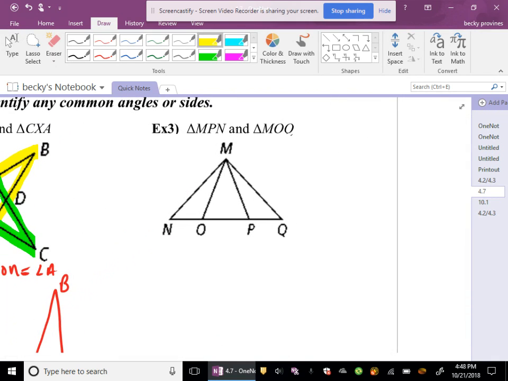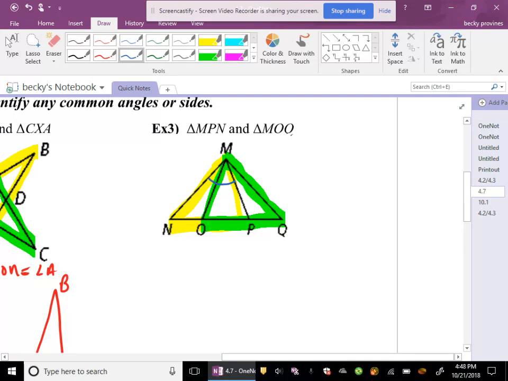Okay, next one. Let's find MPN. Next one, MOQ. Now, a lot of people want to say they have angle M in common. Well, they have the letter in common, but if you notice, the yellow one, the angle is more to the left, and the green one, the angle is more to the right. They're not exactly the same thing.